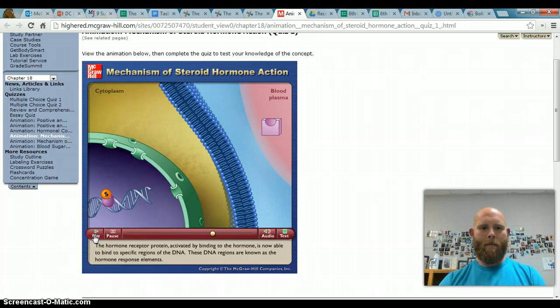These DNA regions are known as the hormone response elements. The binding of the hormone receptor complex has a direct effect on the level of transcription at that site. So anytime you hear transcription, they're talking about making a copy of the DNA so that it can be used to build a protein, because that's what that little ribbon-looking thing there is. That's a set of instructions on a certain protein. Which amino acids need to be arranged to build the protein.